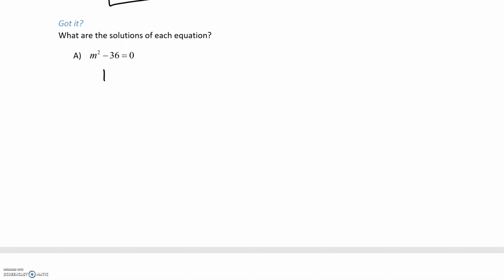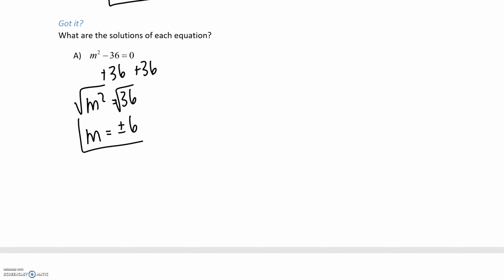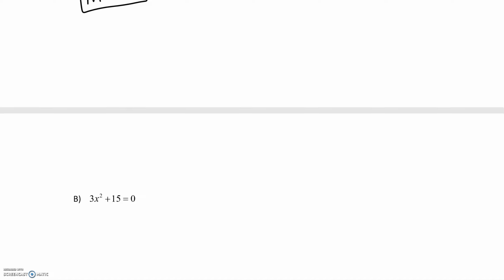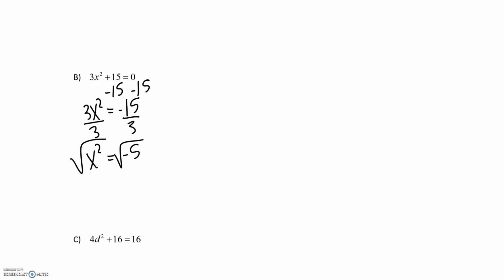Okay, so we should have plus 36 on both sides. So m squared equals 36. And we take the square root, which gives us m equals plus or minus 6. Okay, over here we have a minus 15, which leaves us 3x squared equals negative 15, divided by 3, x squared equals negative 5. If we take the square root of a negative, that does not work, so we have no solution here.